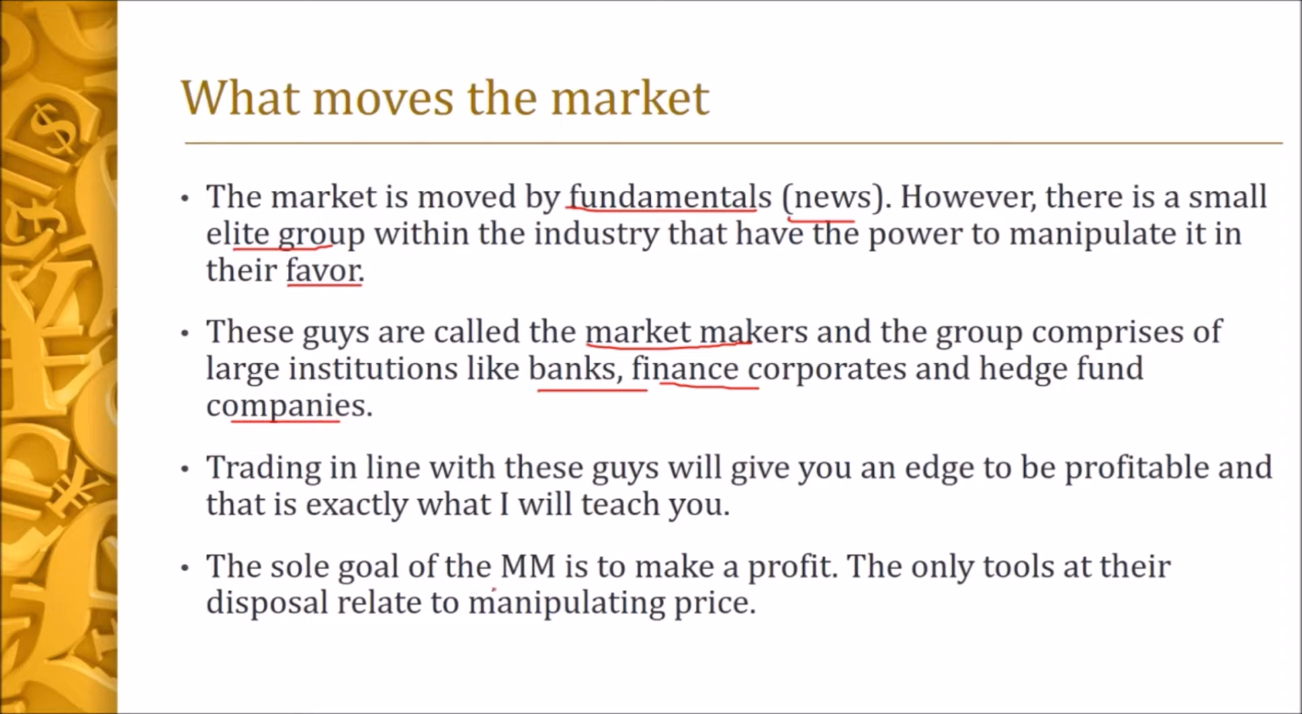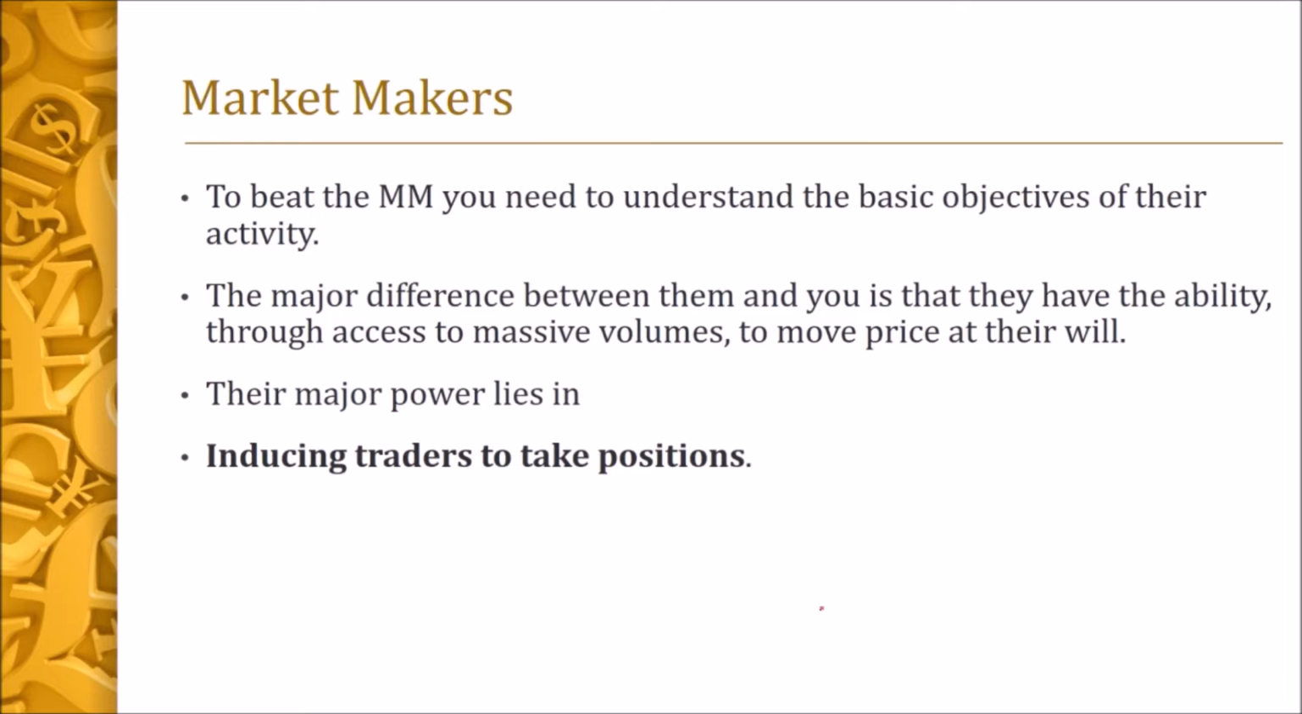The sole goal of the market maker is to make a profit, and the only tools at their disposal relate to manipulating price. Price manipulation is what they use to take money from retail traders into their pockets. To beat the market makers, you need to understand the basic objectives of their activity. The major difference between you and them is that they have the ability to access massive volumes to move prices at will. What do we mean by this?